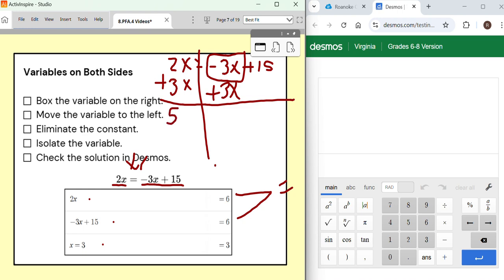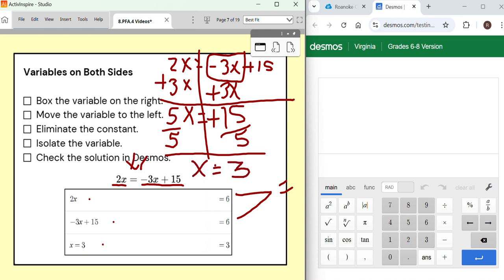2x plus 3x gives me 5x equals. Negative 3x and positive 3x cancel out, or they are opposites, so you get 0. And I bring down that 15. Make sure you know the sign, because if you have a negative up there, you cannot leave it behind. So then we're going to divide each side to isolate the variable, and we get 3.